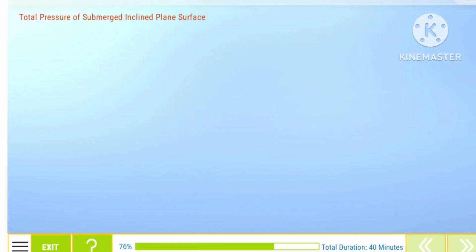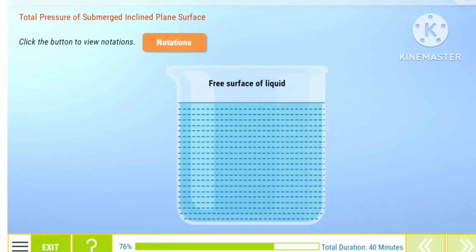Total pressure of submerged inclined plane surface. Let's learn to calculate the total pressure of submerged inclined plane surface. On the image, A is the total area of the inclined surface. H bar is the depth of CG of the inclined area from the free surface. H star is the distance of center of pressure from the free surface of the liquid. Theta is the angle made by the plane of the surface with the free liquid surface.